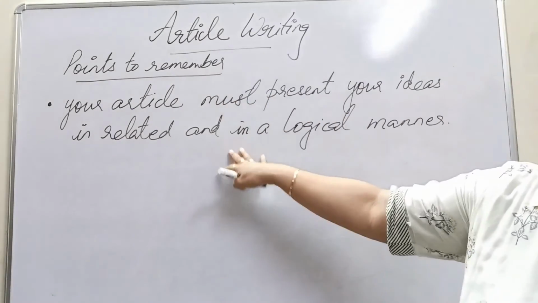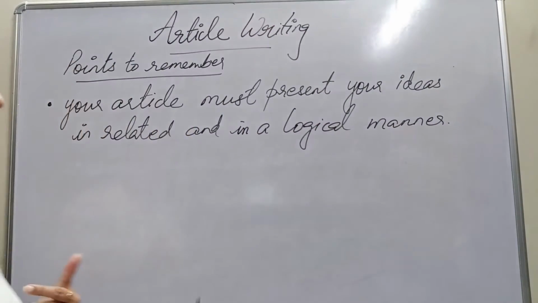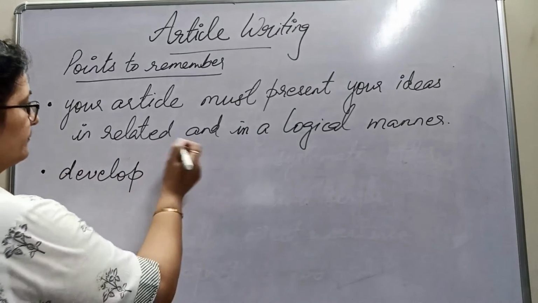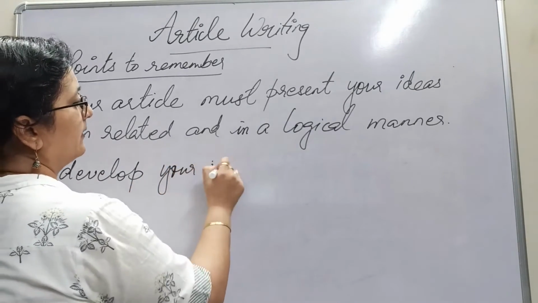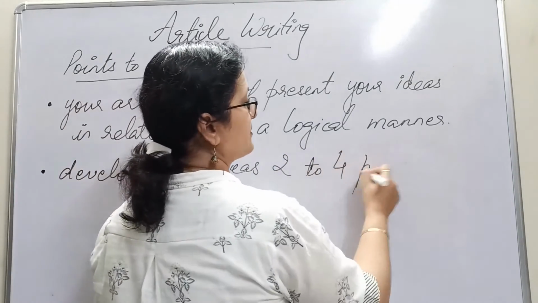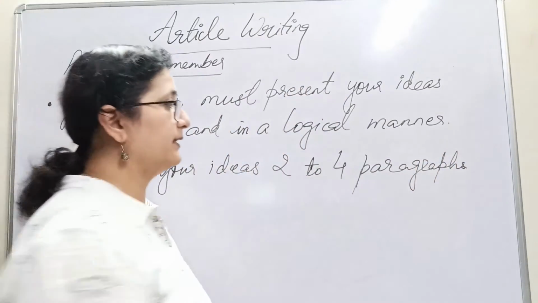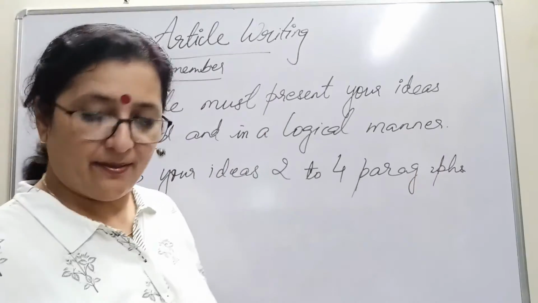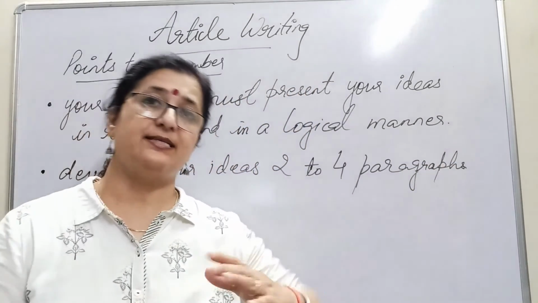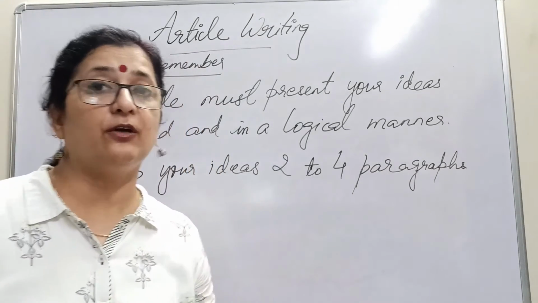Further, the next point that we require for good article writing is to develop your ideas into 2 to 4 paragraphs. Please ignore my handwriting, that is going very fast, though I'm very sure you are able to understand it. So you can put your article writing in around 2 to 4 paragraphs as required. You can change your paragraphs as per your ideas.